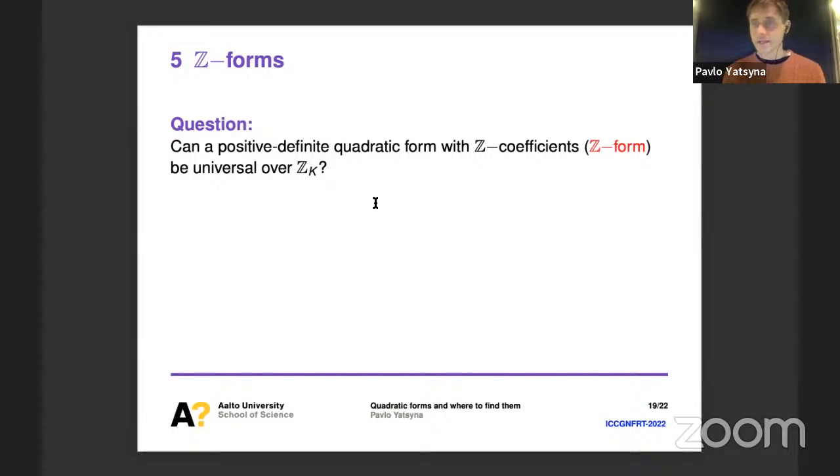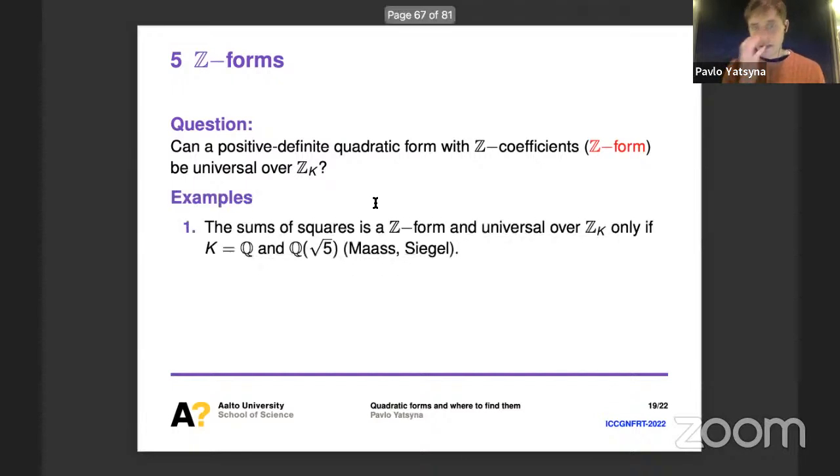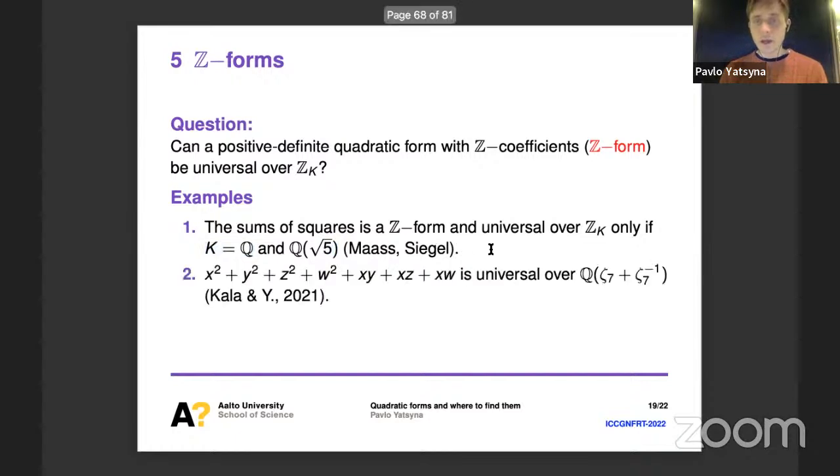And so this is exactly the kind of question that Siegel asks. The sum of squares is exactly this form, so this is a form with integer coefficients. And Siegel and Maass showed, as I showed previously, that this form can be universal only over these 2 number fields, the rational integers or Q adjoined square root of 5. So me and Vita found another example. We found an example of degree 4, a quadratic form in 4 variables over Q adjoined this totally real part of roots of unity.